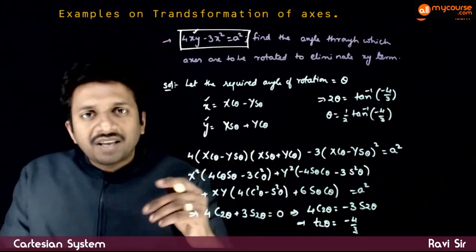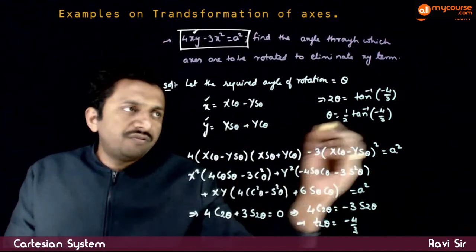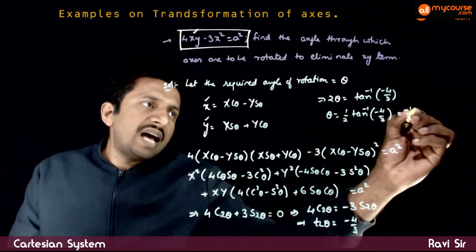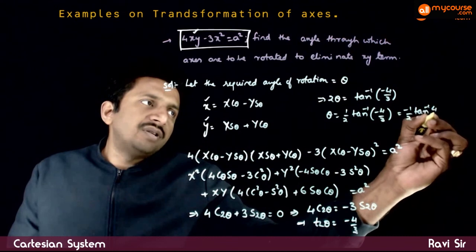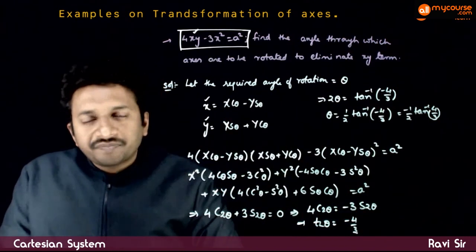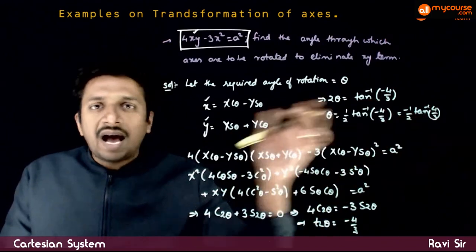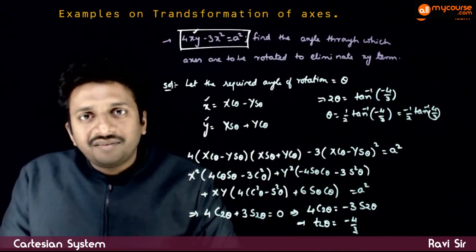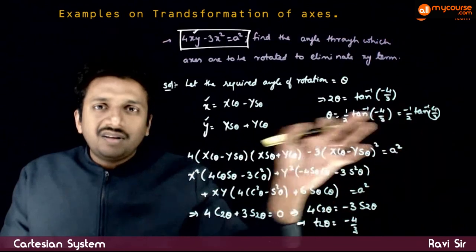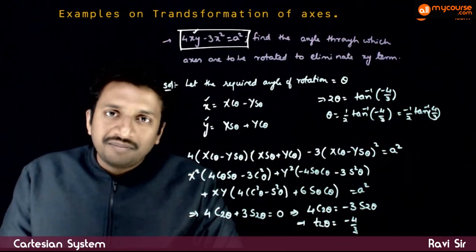So tan inverse of minus 4 by 3 is minus tan inverse of 4 by 3. It is minus half times tan inverse of 4 by 3. So we are looking at a clockwise rotation of half tan inverse 4 by 3. So this will be the required rotation angle.